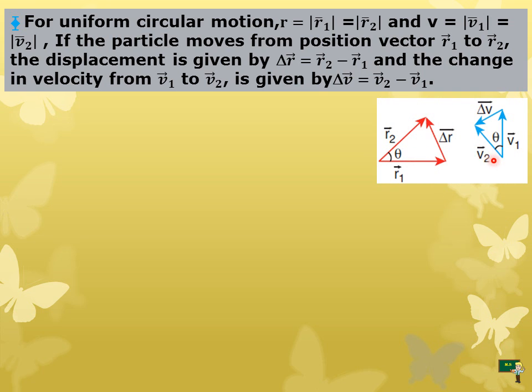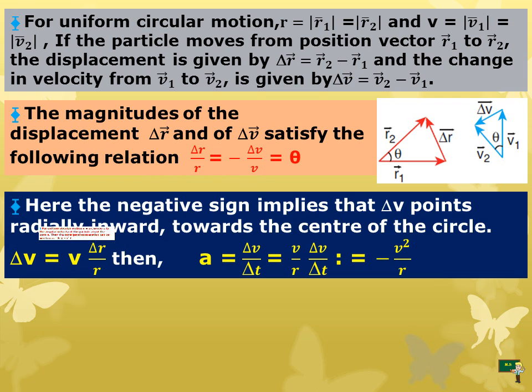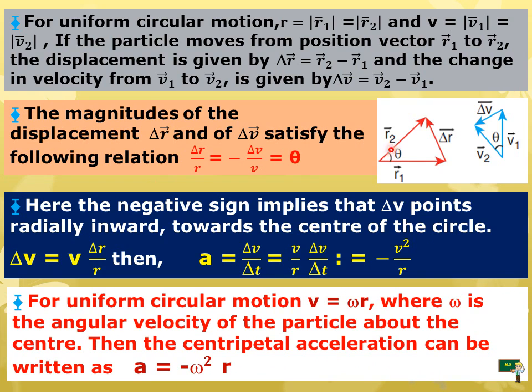See, there is a change in velocity and a change in radius, and finally we get the del r vector and del v vector. The magnitudes of the displacement del r and del v satisfy the following relation. That means del r by r is equal to minus del v by v is equal to theta, which you can confirm here.